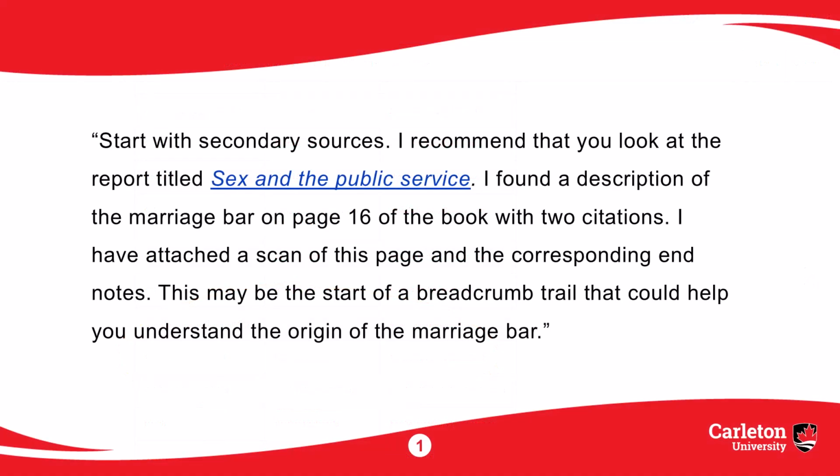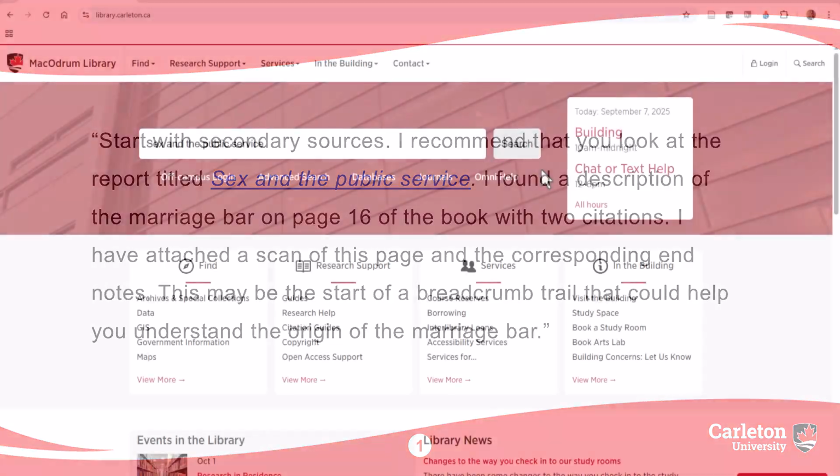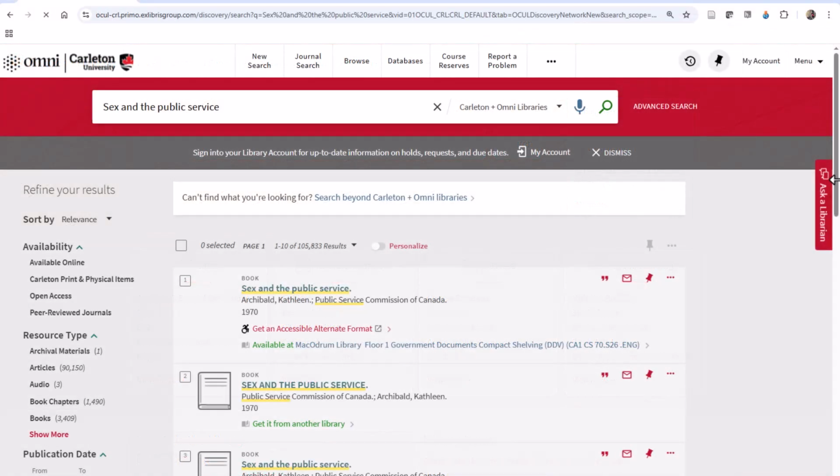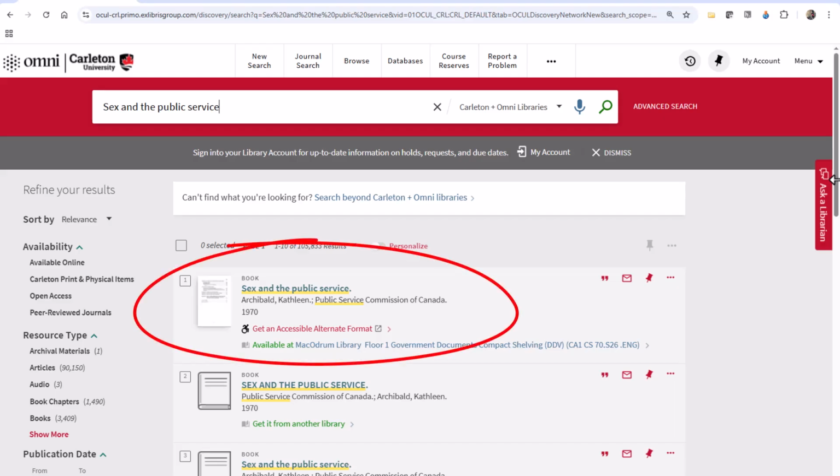In this case, in an email, the Government Information Librarian suggests starting with secondary sources to identify relevant cited sources, and in particular, a federal report entitled Sex in the Public Service, which was published in the 1970s. We can search for this report in Omni, and this search results in identifying the book or report entitled Sex in the Public Service, written by Kathleen Archibald in 1970 and published by the Public Service Commission of Canada.